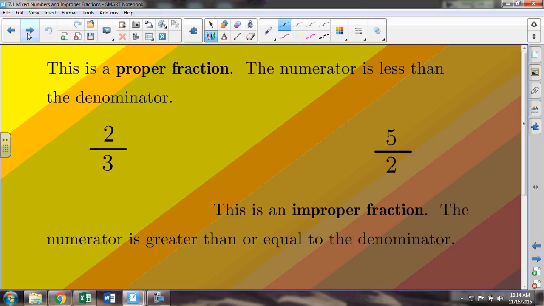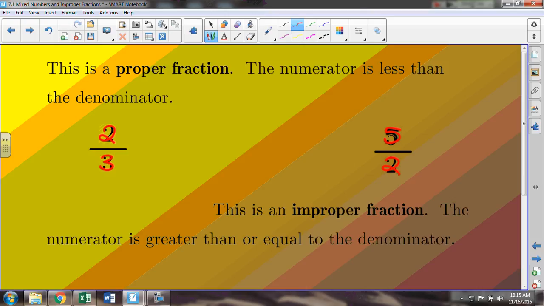All right, start off, piece of vocabulary. The one here on the left is a proper fraction. It's considered a proper fraction because the top number, our numerator, is smaller than the denominator. The one on the right has 5 in the numerator, 2 in the denominator. Well, because 5 is bigger than 2, that's what makes it an improper fraction.